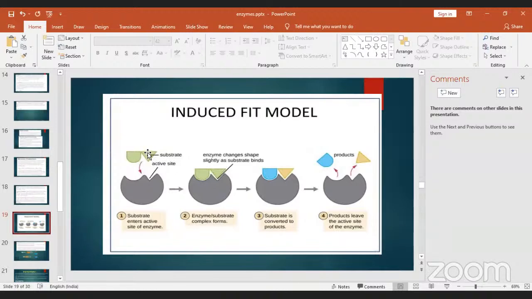As in the first case, the substrate is shown in green color, and the dark color indicates the enzyme. In the second case, enzyme and substrate are fused, and this is called the enzyme substrate complex. In the third case, the products are formed and the colors change, meaning the substrate is converted to products.